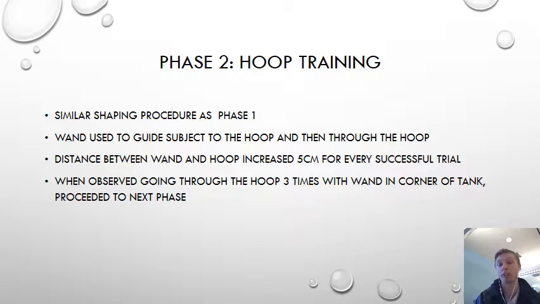The criterion for mastering out of this phase was going through the hoop 3 times with the wand in a corner of the tank, and then we proceeded to the next phase. Now for later trials, I didn't require necessarily that the wand was in a corner to signal that reinforcement's available for going through the hoop, but reaching that criterion definitely helped out with the extended amount of trials they had to go through getting the independent responding.